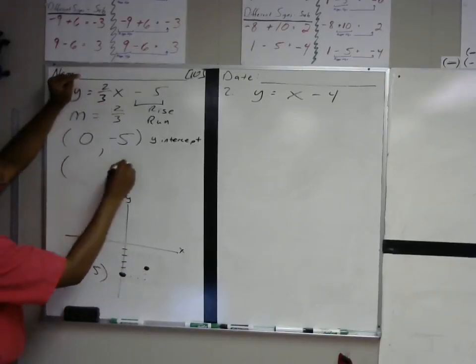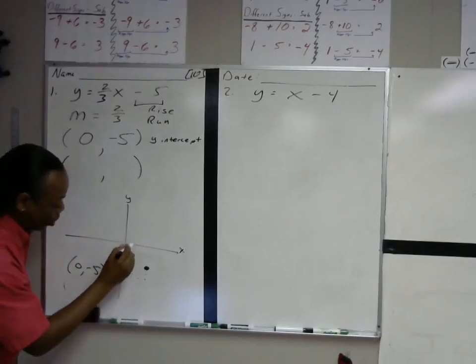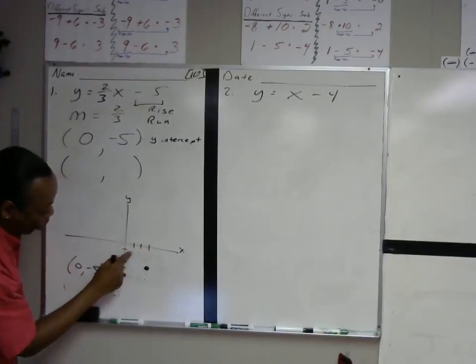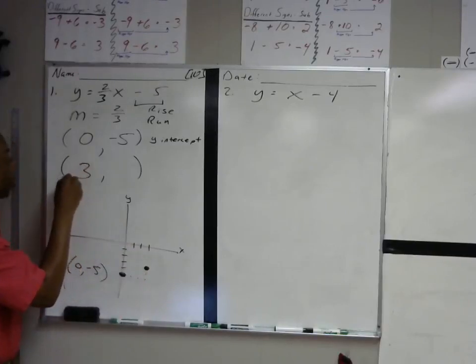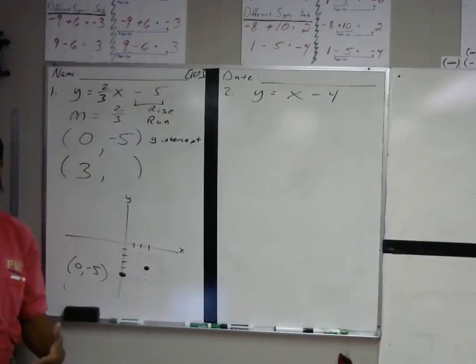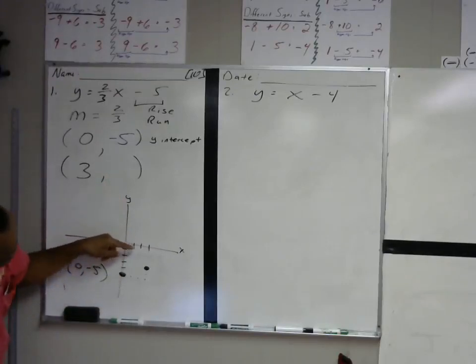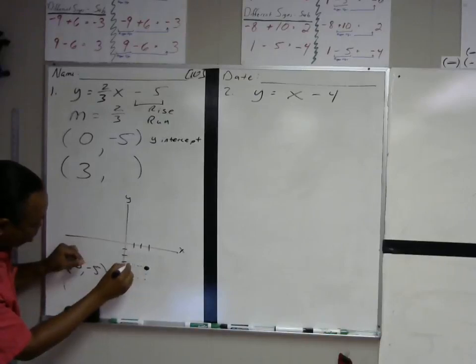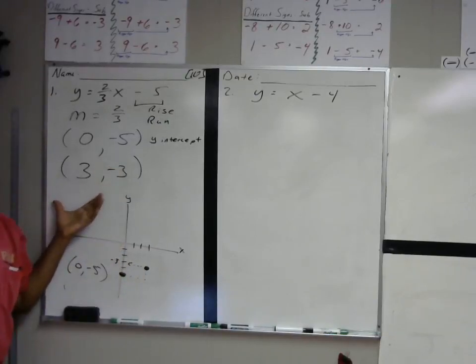Now, what is that new point? Well, I can tell that. X is what? Left and right is what? 3. Right, +3. The left, right is +3. And the up and down is going to be -3. Finished.